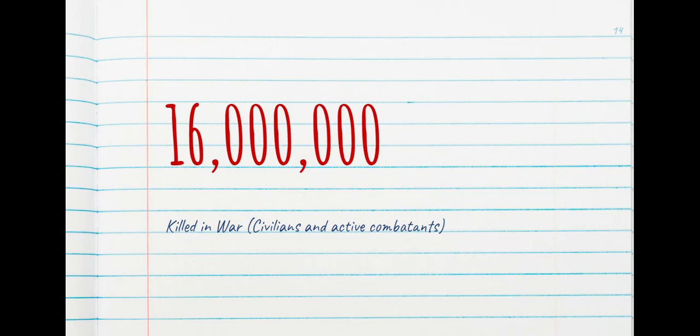So this is an astronomical number for us to think about. 16 million people are direct casualties of World War One, in death and numbers. This includes civilians and military people. So there are about 8 to 10 million military deaths. 60% of that goes to the Entente, France and Belgium and Britain and the United States and Russia.